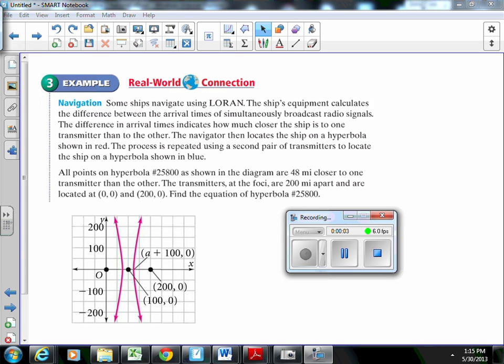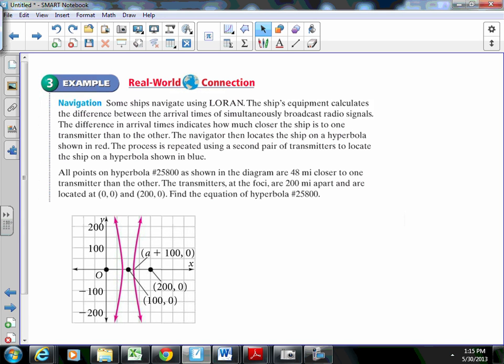Okay, this is a question about conic sections. This is hyperbolas. It's a real world problem. Example 3, page 584. And it talks about ships and navigation systems and a specific system called Loran, which basically stands for long range navigation.